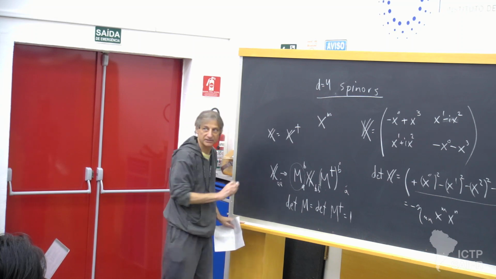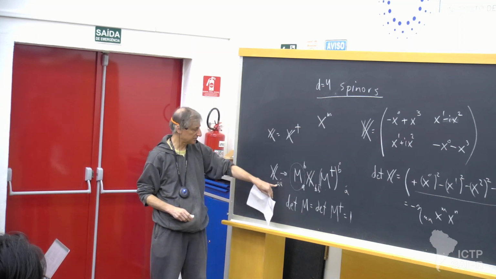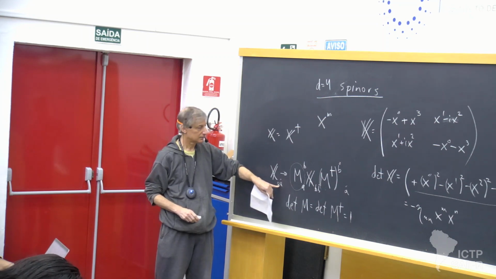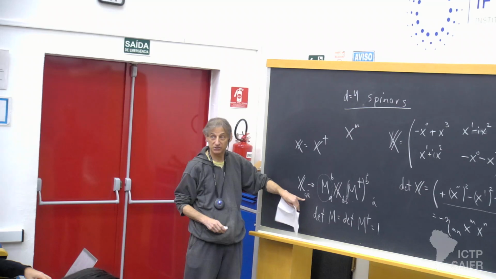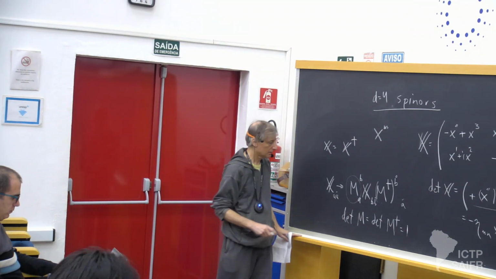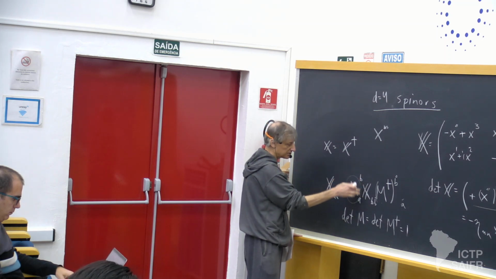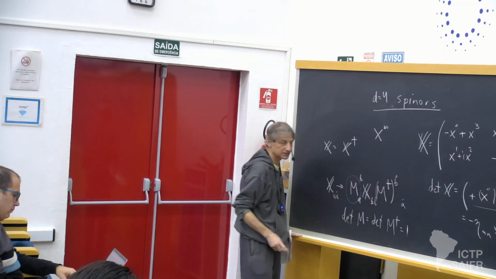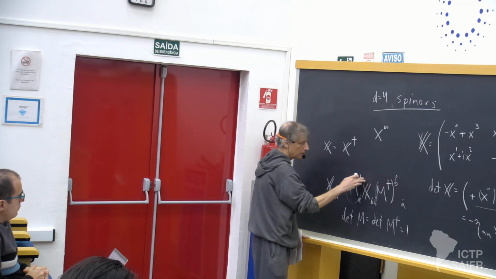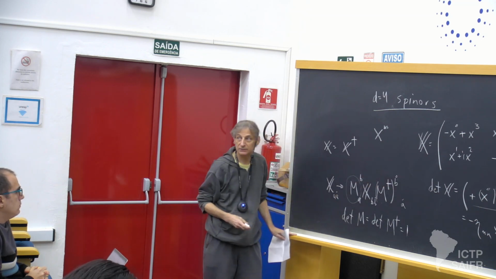It's a 2 by 2 matrix. The first entry is without a dot, the second entry is with a dot. I'm going to distinguish the two. That's going to be important. M is going to carry just the undotted indices, and M dagger will carry just the dotted indices. So in some sense, you can think of the dotted indices as being the complex conjugate of an undotted index.